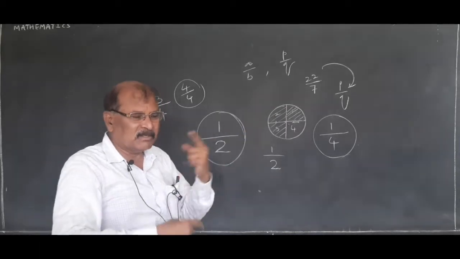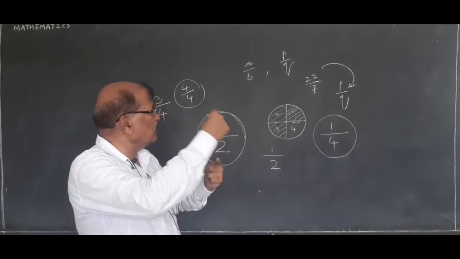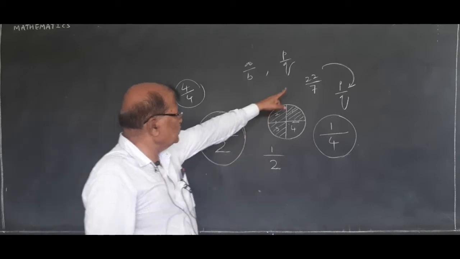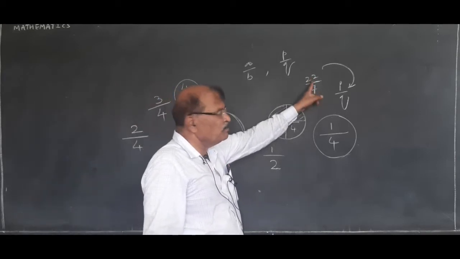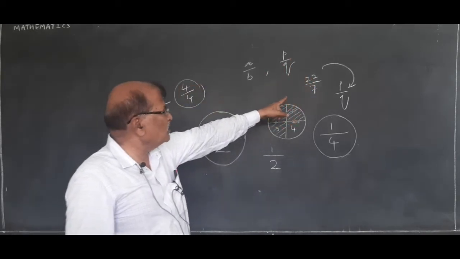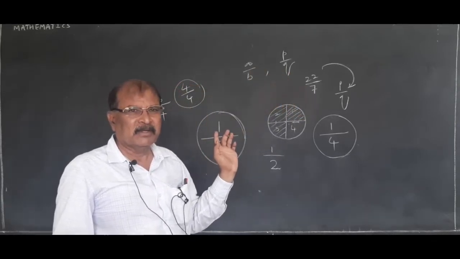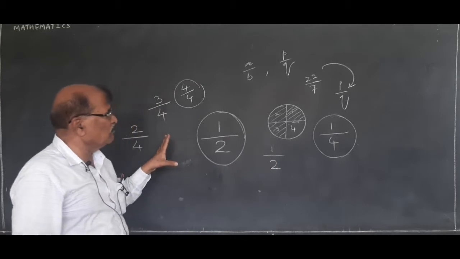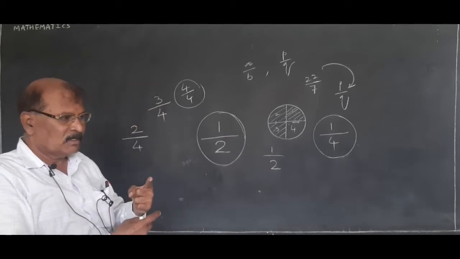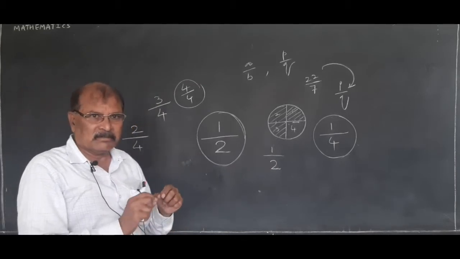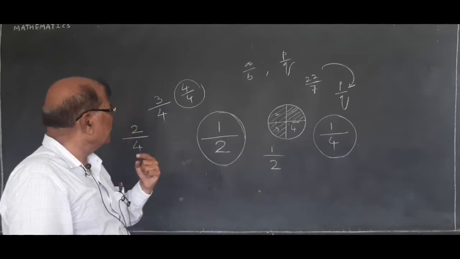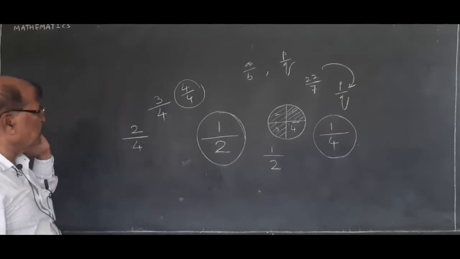When we define that a rational number is in the p by q form, this is p, this is q, this should also be a rational number, but it is not. So the definition of a rational number is changed. It changed without any ambiguity. For example, I will tell you.